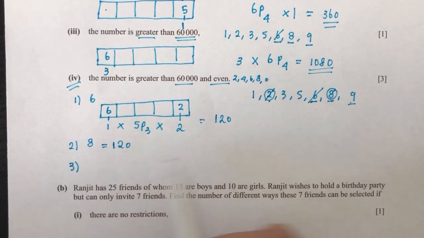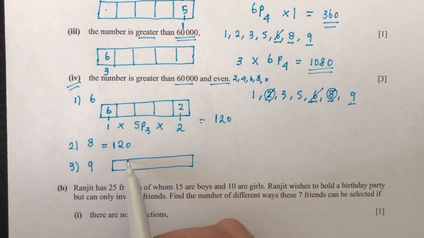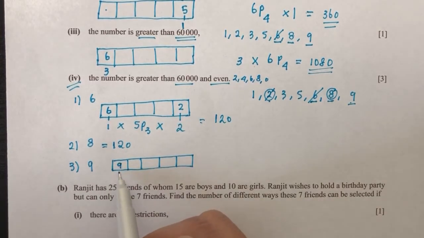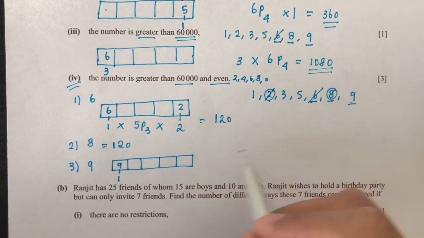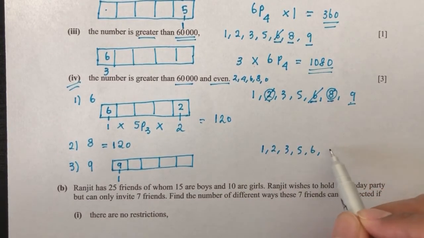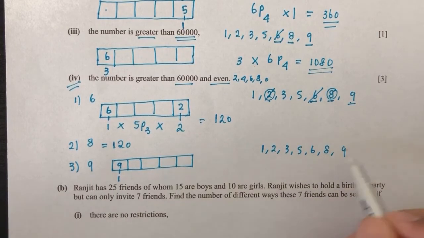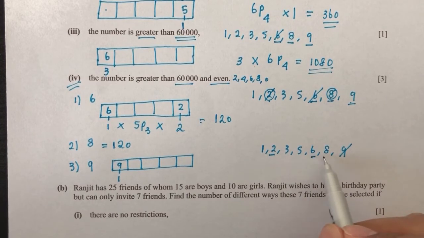Now for the third case, starting with a 9, this one will be a bit different, but it's almost the same method. So 1, 2, 3, and 4. So if you begin with a 9, you have only one choice of 9. And for it to be even, we have 3 choices remaining. So 1, 2, 3, 5, 6, 8, 9. So 9 here is gone. So for it to be even, we have 2, 6, 8. So we have 3 choices left.